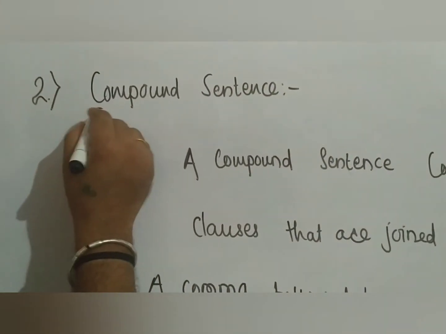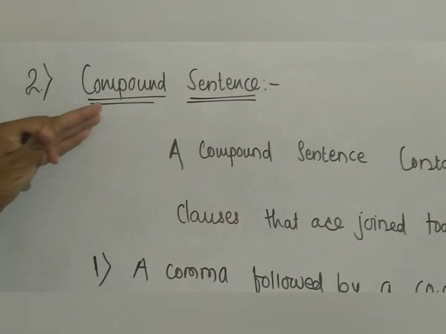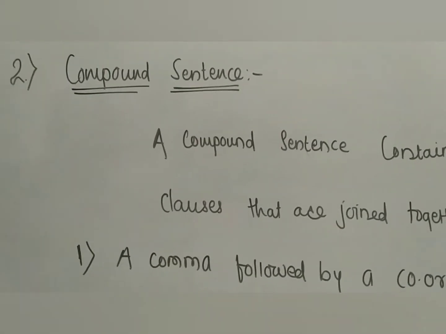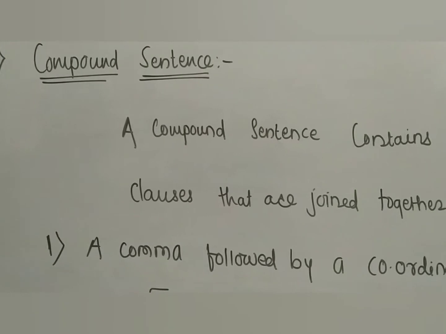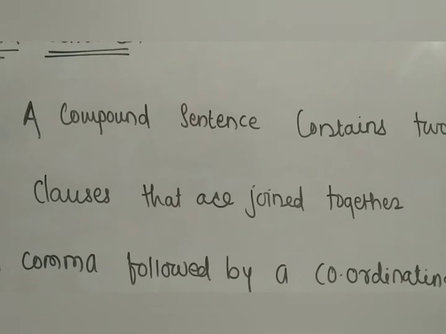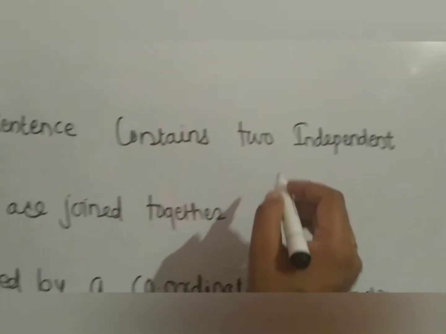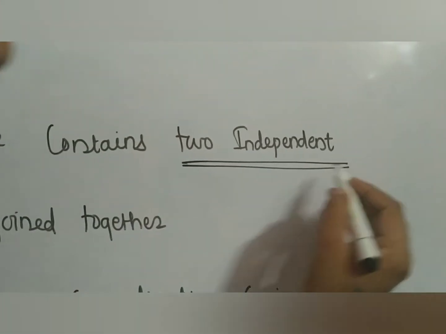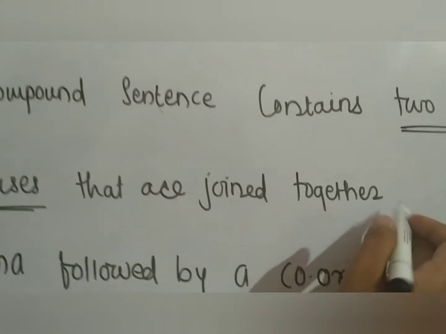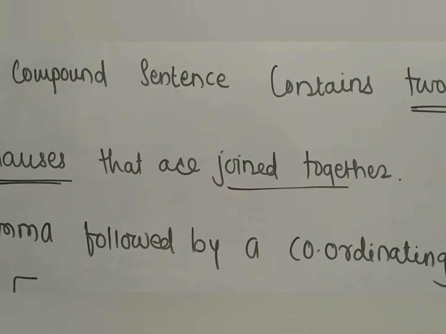Now see friends, the second type of sentence is the compound sentence. In a simple sentence there is one independent clause, with a subject and verb. But a compound sentence contains two independent clauses that are joined together. So they join with each other.